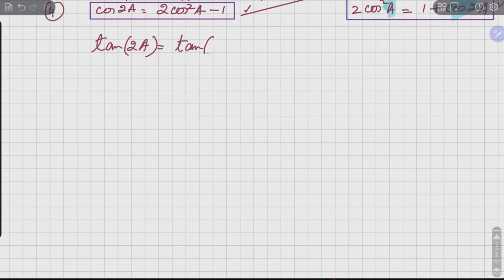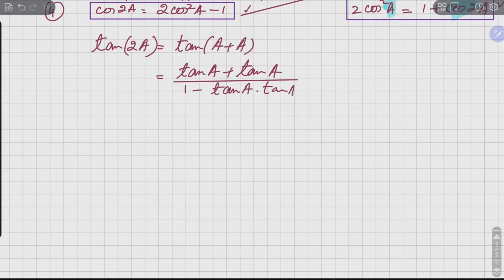फॉर्मूला नंबर 5 पे आते हैं, और 5 पे जैसे मैं लिखता हूँ जी, tan of 2a can be expressed as tan of a plus a, and according to the formula, tan of a plus tan of a, and we divide it by 1 minus tan of a into tan of a.